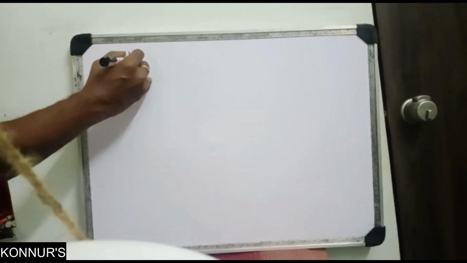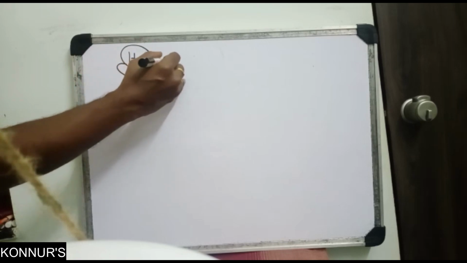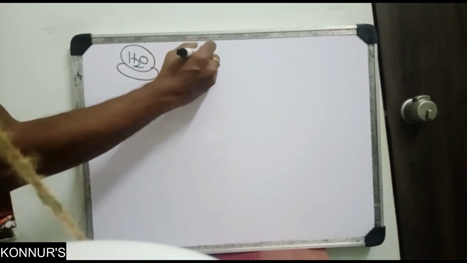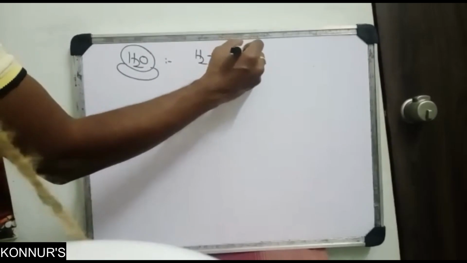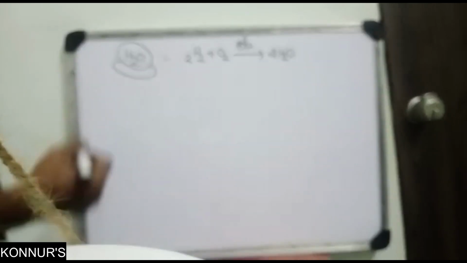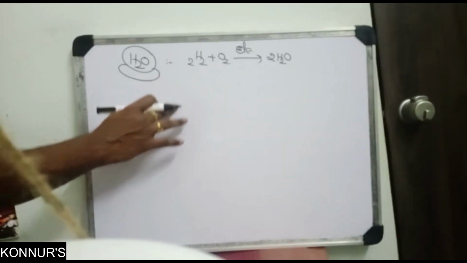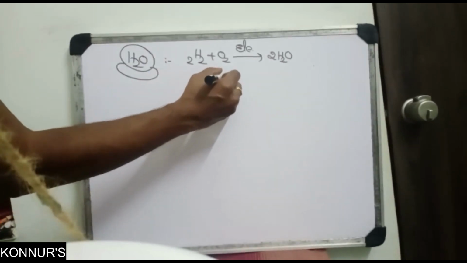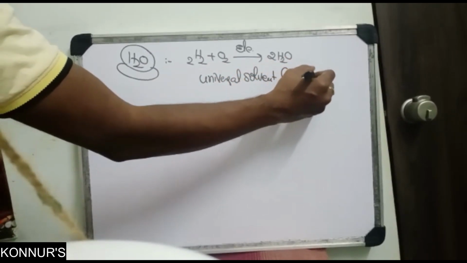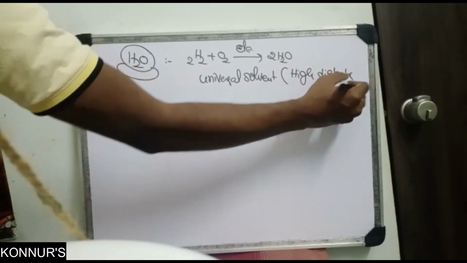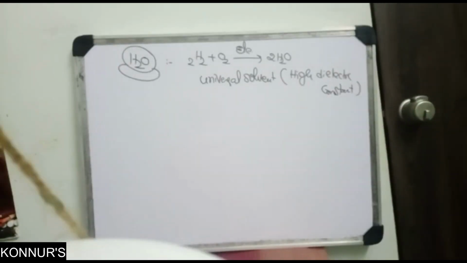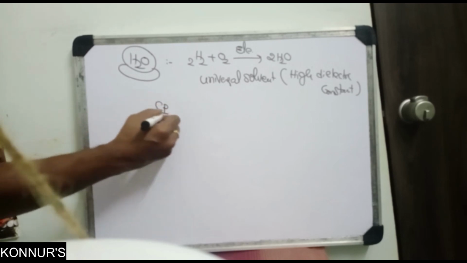Next compound we are going to discuss is water, H2O. The preparation is from hydrogen and oxygen. In electrolysis, with a high electric potential, you get 2H2O. That is general. Next, this is the universal solvent with a high dielectric constant, which means a polar nature will be there in this. Chemical properties are what matter more.